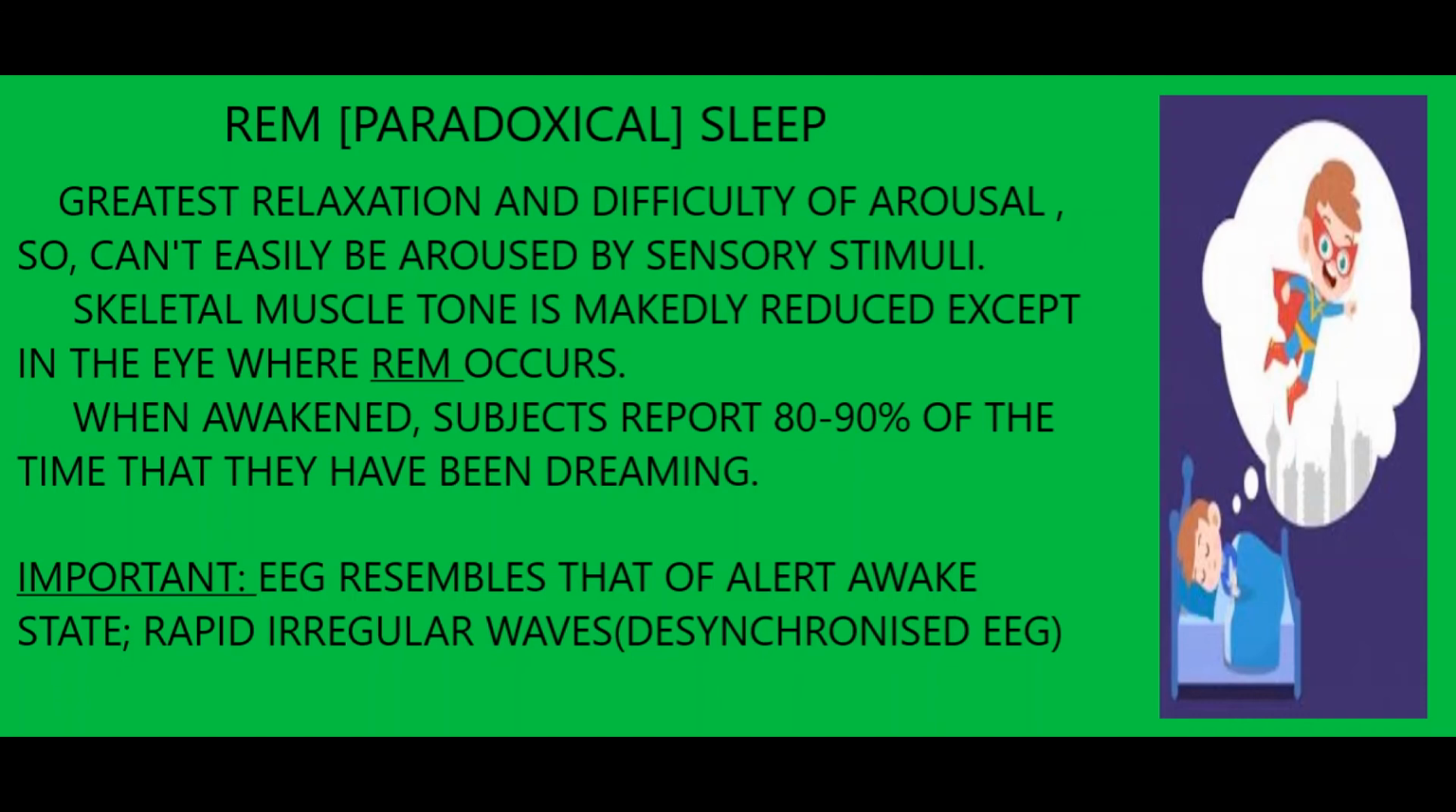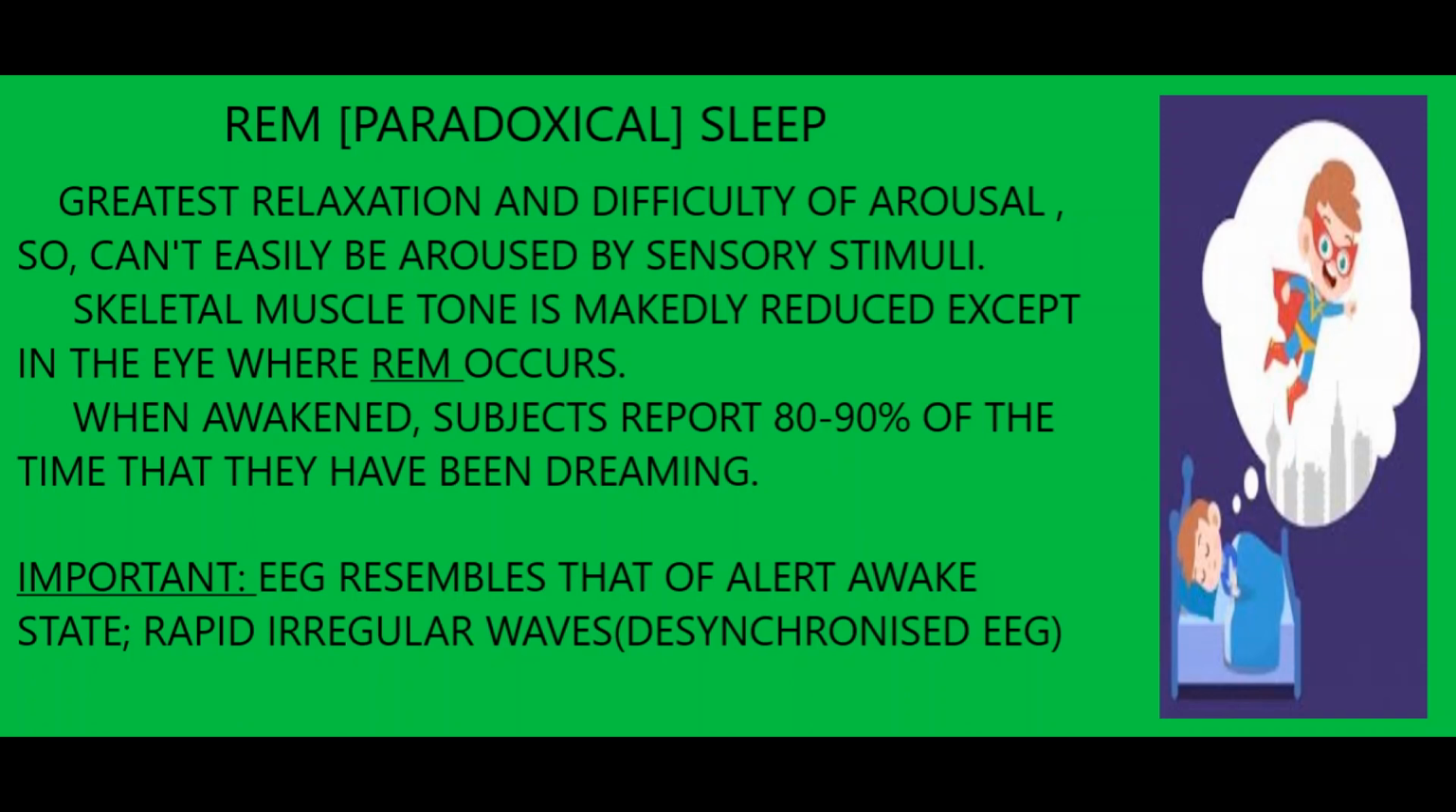And last is the REM sleep, which is the paradoxical sleep. It is the greatest relaxation, and the person finds it difficult to arouse, which means if you add a light or give a high stimulus, the patient finds it very difficult to get alert. So it can't be easily aroused by the sensory stimuli. The skeletal muscle tone is markedly reduced, which means that they are periodically rested. And if awakened, the subjects report 80 to 90% of the time that they have been dreaming.